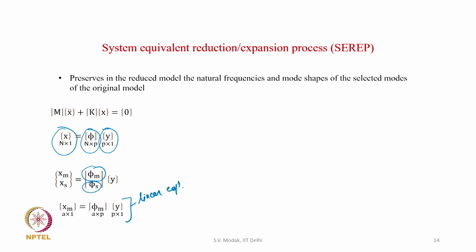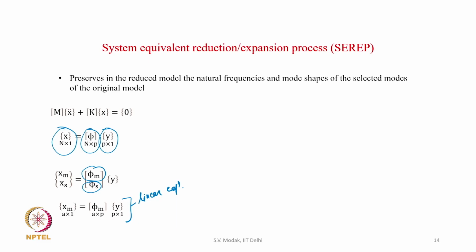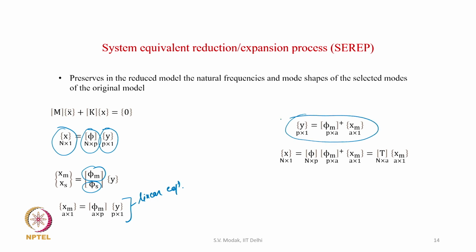So, here if we choose A to be more than P, that is, the number of master coordinates is more than the number of modes P, then this forms an overdetermined system of linear equations, and we can obtain a least squares solution of this equation by taking the pseudo inverse of matrix phi m. So, that is why we obtain this solution for modal responses y, which is equal to the pseudo inverse of phi m into x m.